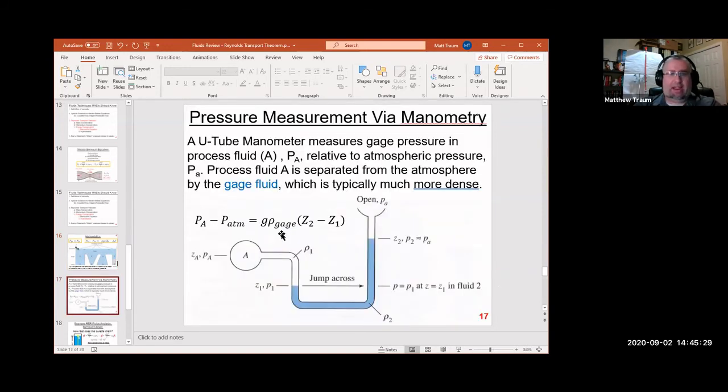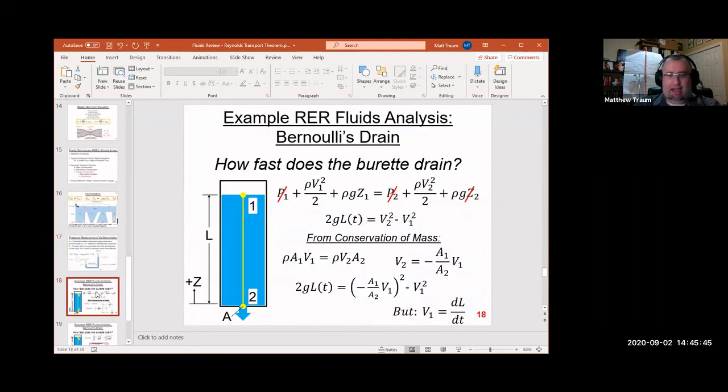Okay, we're not going to use manometry, so I'm going to skip over this slide, but you can use hydrostatics to calculate pressure differences or pressures in fluids. I don't think it's going to be relevant to the burette, so I'll skip over this and get to the last slide in the last 30 seconds of class, which is an example reverse engineering report fluids analysis.